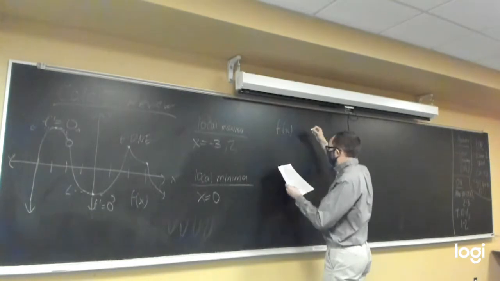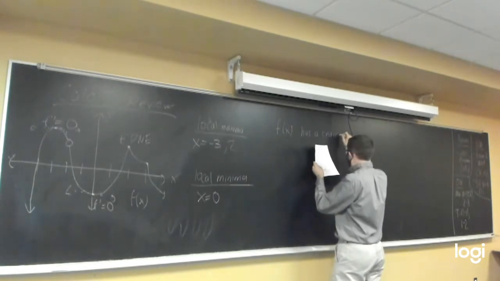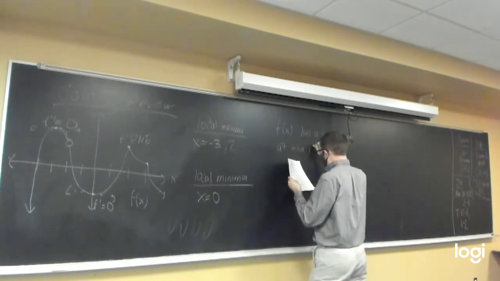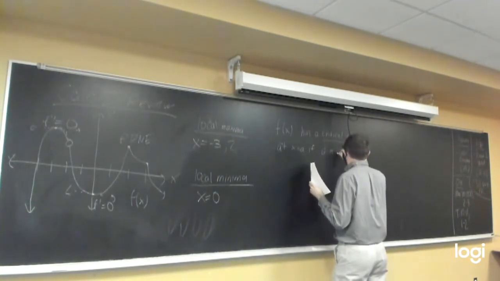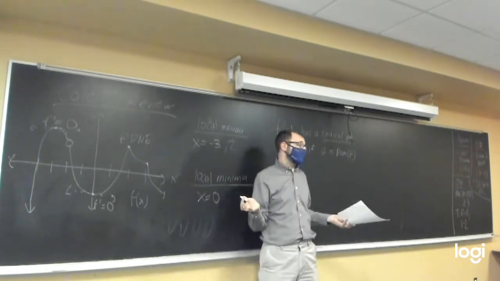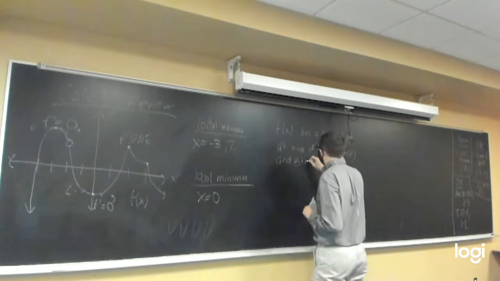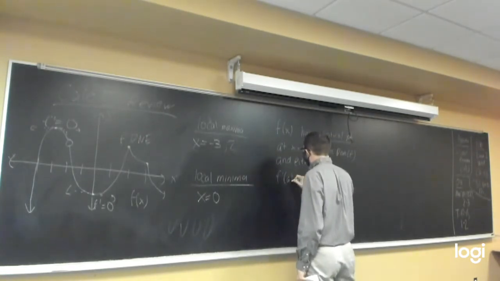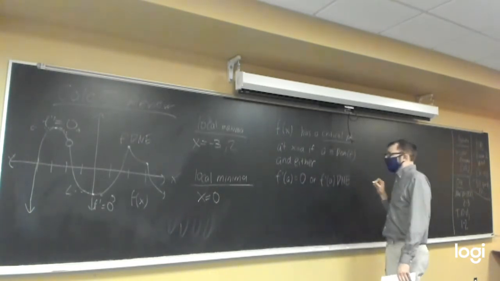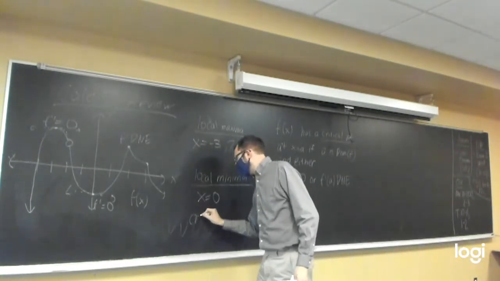So, Calc 1 probably saw this term: f of x has a critical point at a value x equals a if a is in the domain of f, meaning at x equals a you have an actual point, f of a exists, and either f prime of a is equal to 0 or f prime of a does not exist.